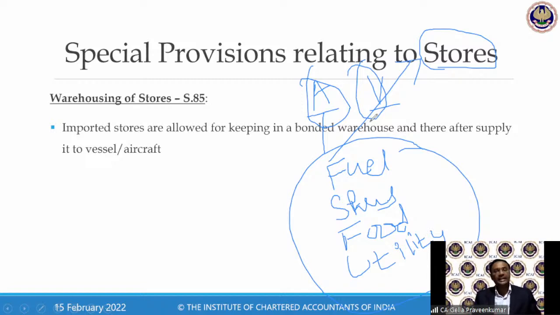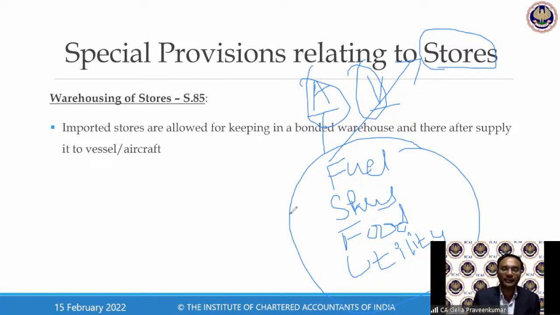Now, when it comes to the matter of stores, when a ship is coming to India, when the ship is going out of India, is there a dutiability of these stores? The provision says, look, it is part and parcel of a ship. Why should I levy duty on that?